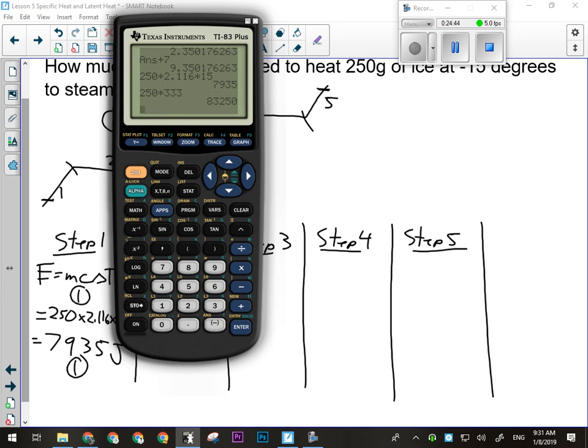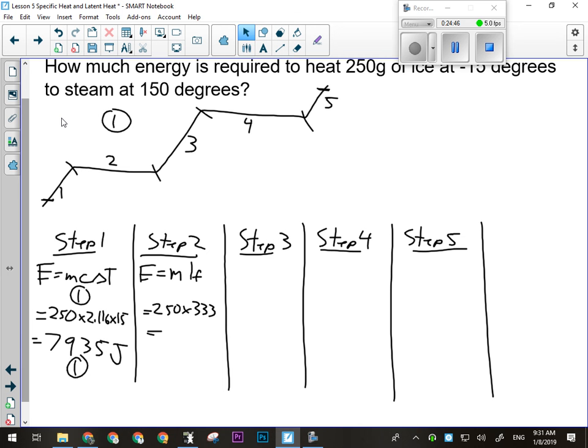Okay, so 83,250 joules. So a significantly larger amount of energy than it took to warm up the ice. So at the end of step 2, I'm right here. I have water at 0 degrees Celsius, and I'm headed for water at 100 degrees Celsius.